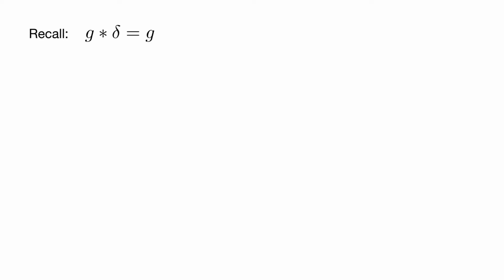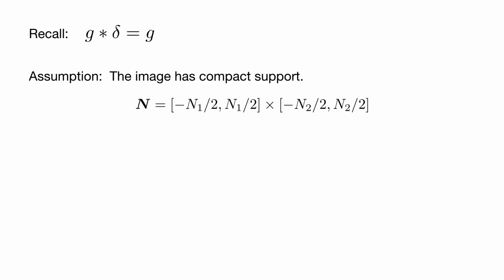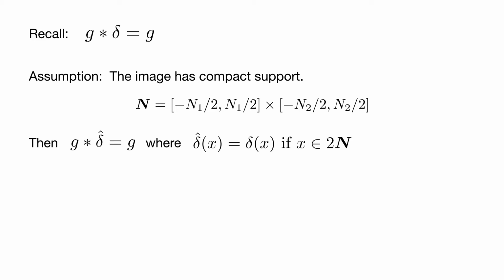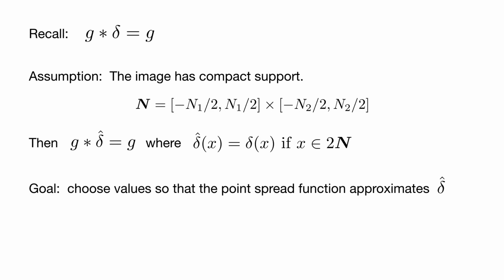Recall that the Dirac delta function is the identity value for the convolution operator. So if you have some function g, and you convolve it with delta, then you get back g. If we further assume that the image has compact support, and that the support is a subset of this rectangle N, then we don't actually need delta in the convolution operator. We can convolve g with delta hat and still get back the original function g, where delta hat is equal to delta when x is within twice the support region, and it doesn't matter what delta hat is outside of that region. So our goal is to choose values so that the point spread function approximates delta hat.